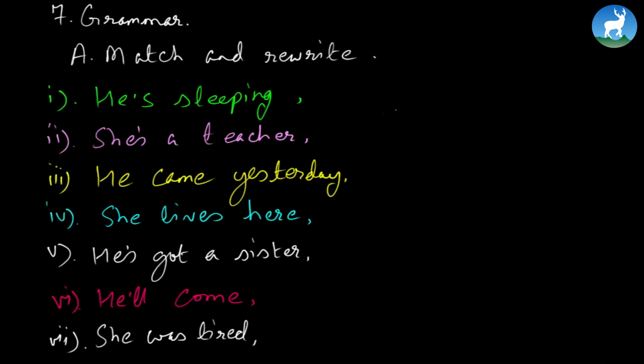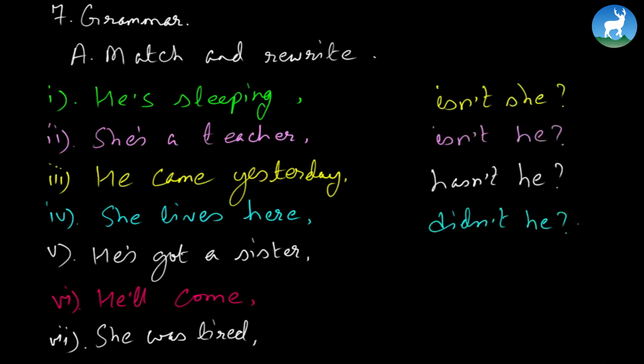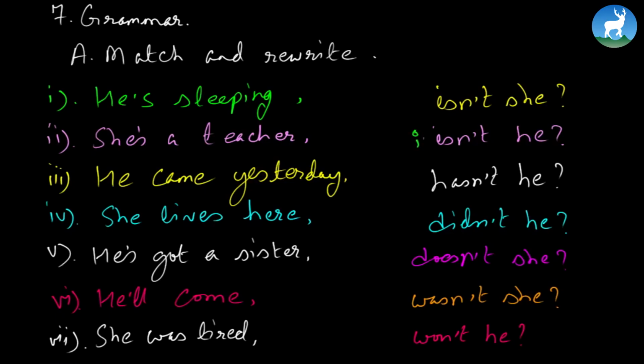Now, look at this. Look at the examples that we have. I'm going to write it as is given in the book, all right? So the first option that the book has provided you is isn't she, isn't he, hasn't he, didn't he, doesn't she, wasn't she, won't he. Now this is how it goes. Now he's sleeping. Look at that. He's sleeping. Remember, positive statement, negative question tag. All the statements here are positive, by the way. He's sleeping. And of course the answer is going to be 1 here. Isn't he?